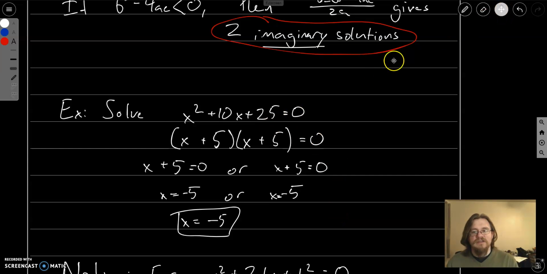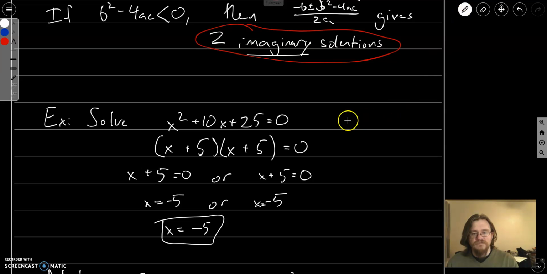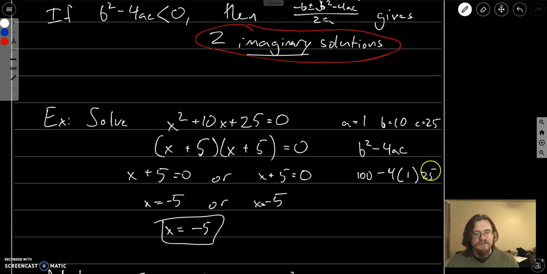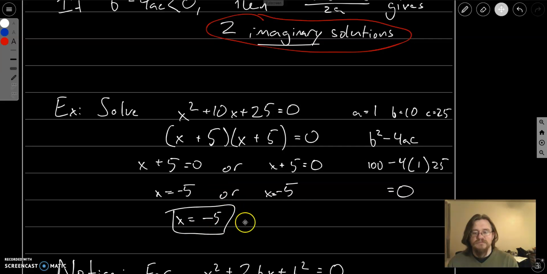If we were to come back and look at the discriminant, we should be belonging to the second case here. So let's check this out. A is going to be 1, B is going to be 10, and C is going to be 25. So if I take b squared minus 4ac, b squared, so 10 times 10 is 100, minus 4 times a times c, 4 times 25, well that's 100. So we get 0. So we are indeed in this case. The discriminant is 0, which means that there is only one solution. Cool.